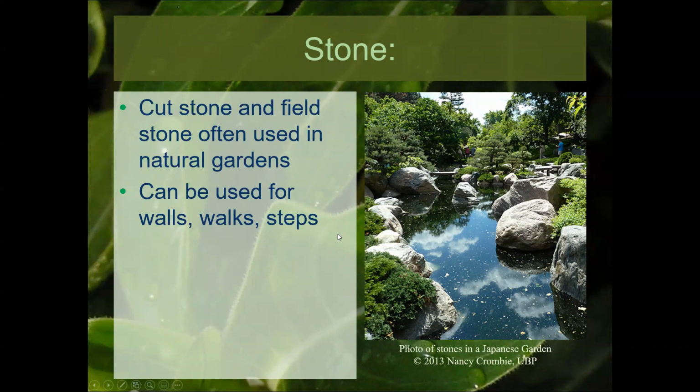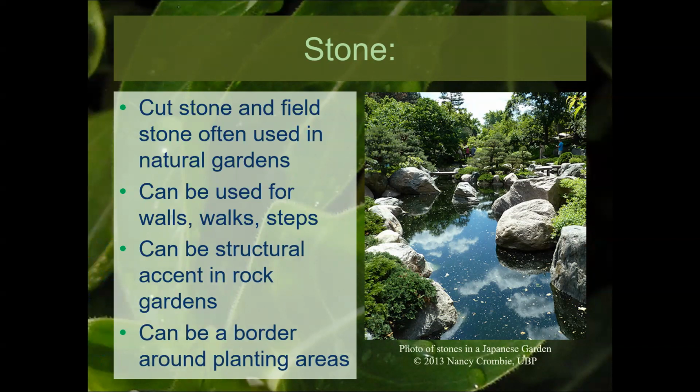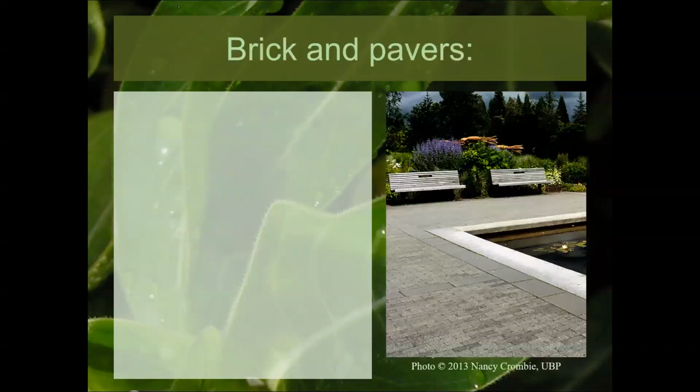Stone is an extremely versatile material, but it can also be a very expensive material. And it can be a structural accent in rock gardens. If you find some really nice boulders, people really like to use those as a focal point. And then it can be a border around planting areas. I've installed tons of beds at people's houses surrounded by rock outcroppings. It really just sets it off nicely, especially if it achieves that type of style with a house.